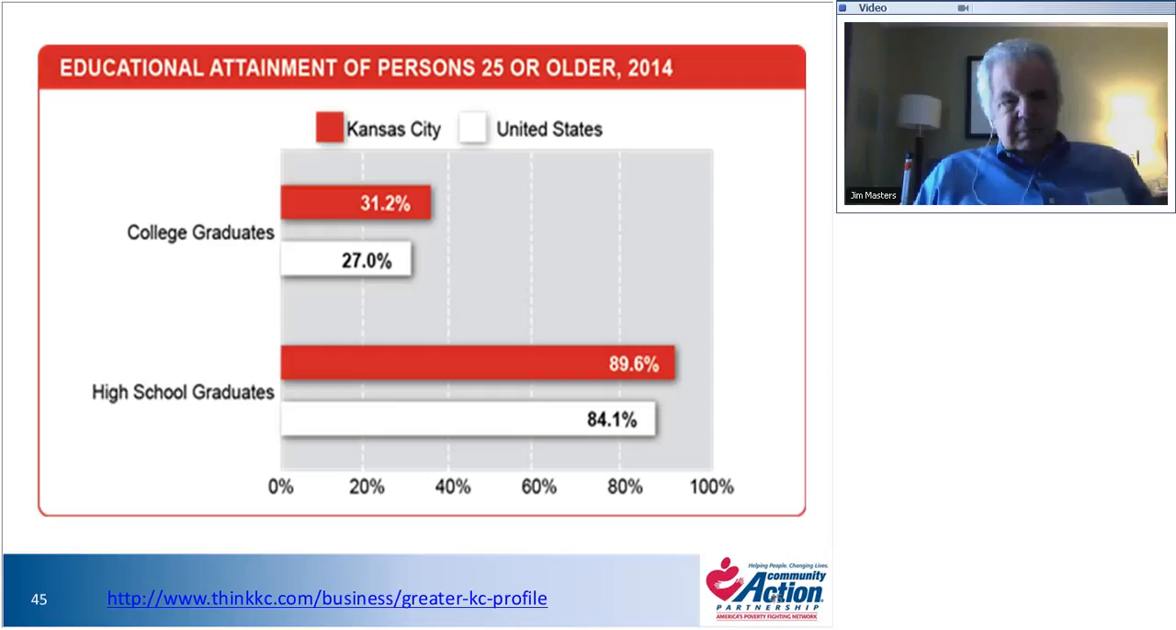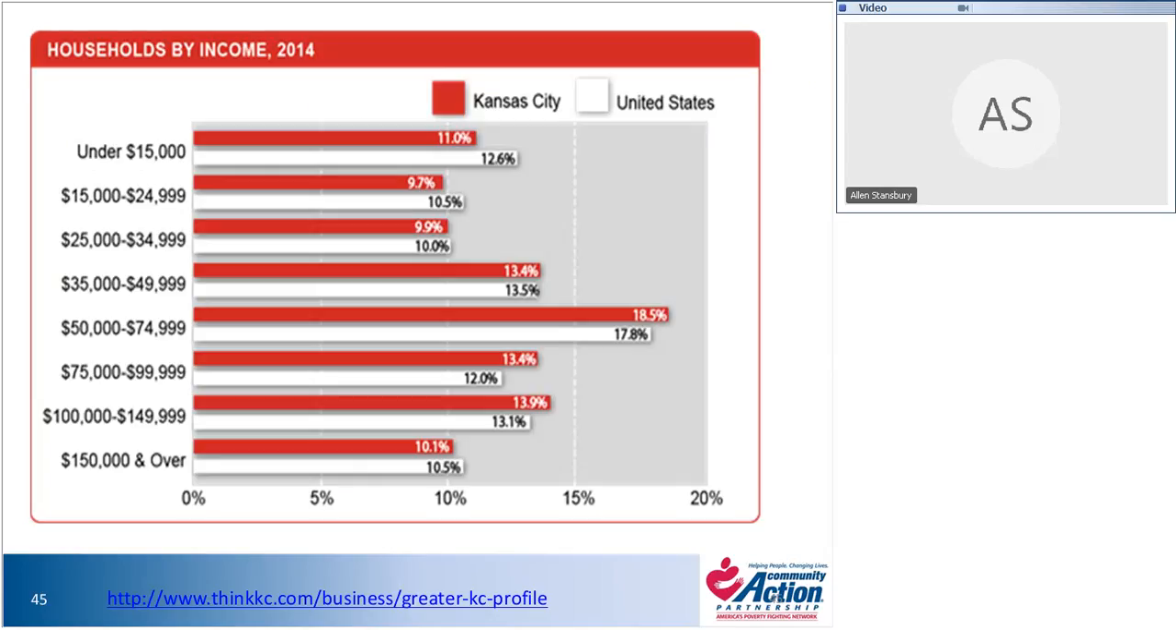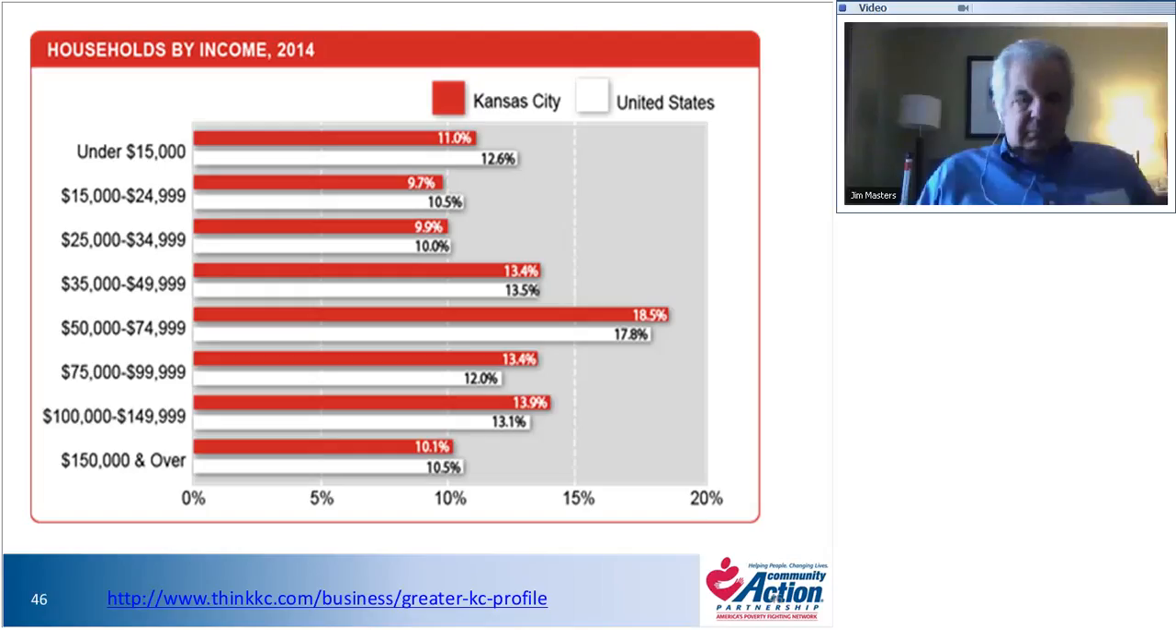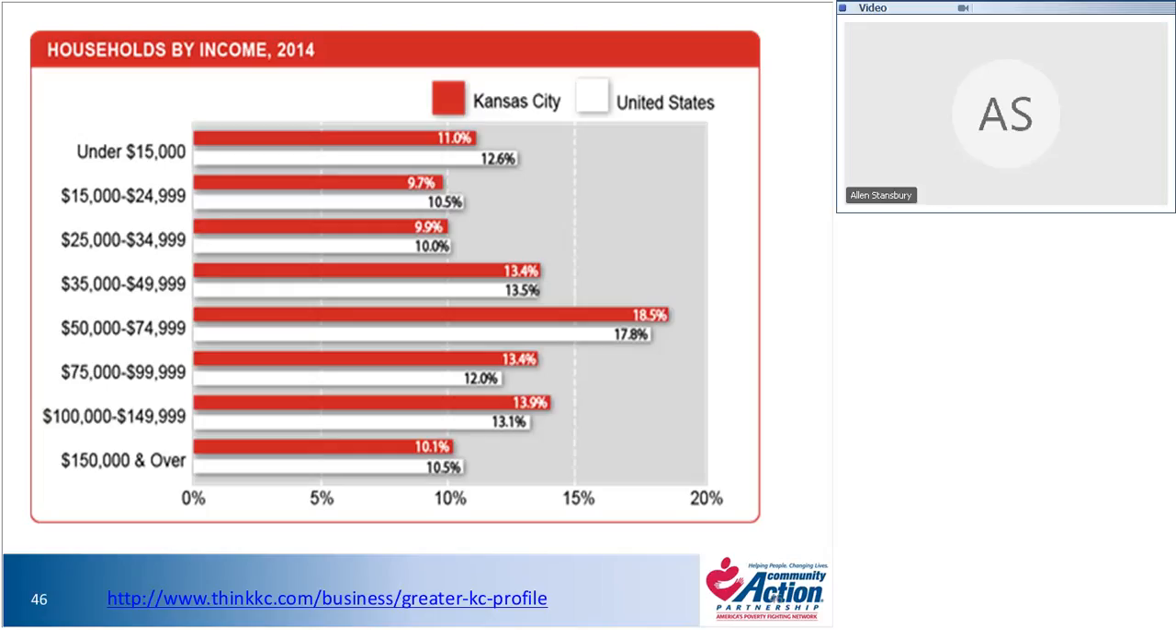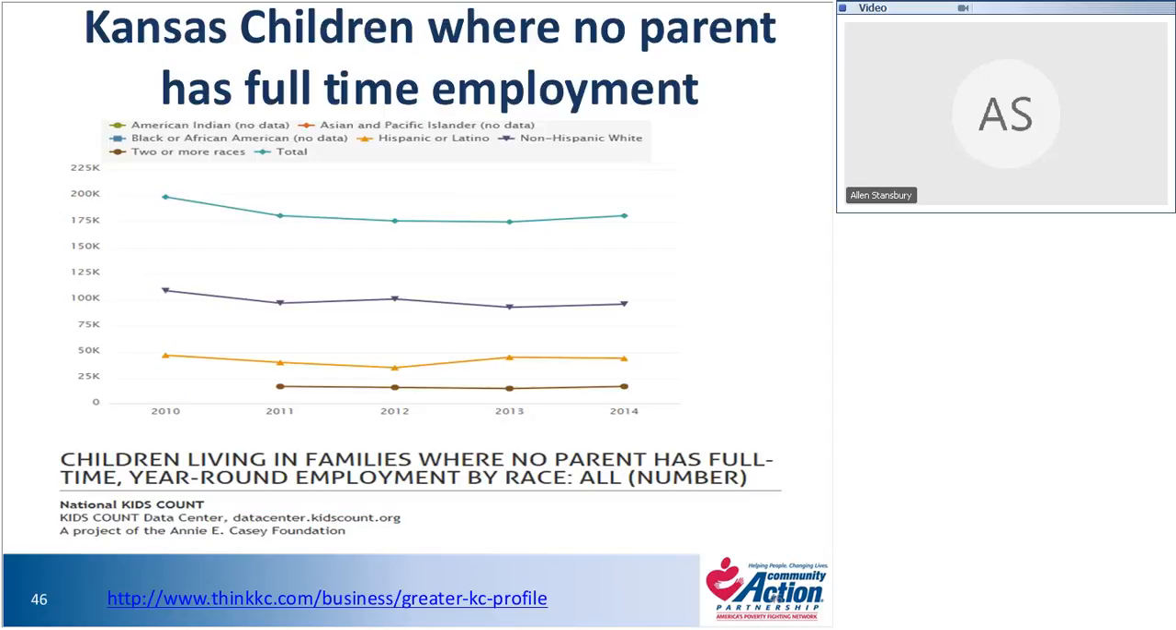So this is a comparison of the U.S. versus Kansas City, and this shows where Kansas City compares with the rest of the U.S. as far as households by income. I would say that right in here there's practically no difference between the two. There are approximately 13.5% of the population with income to $50,000. So it's somewhat reflective of the rest of the U.S.